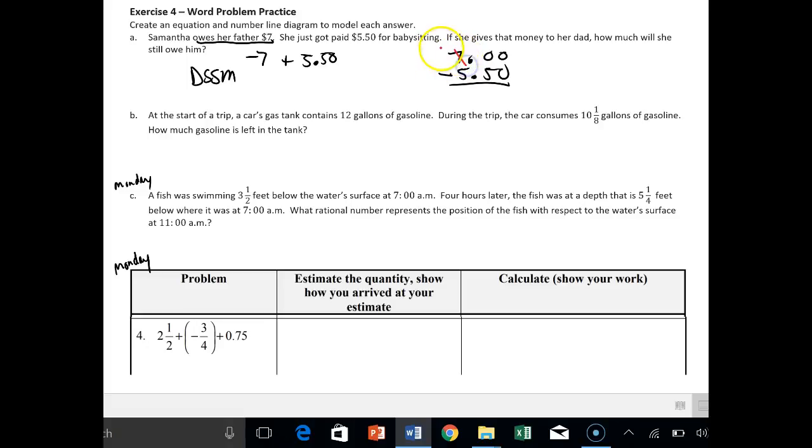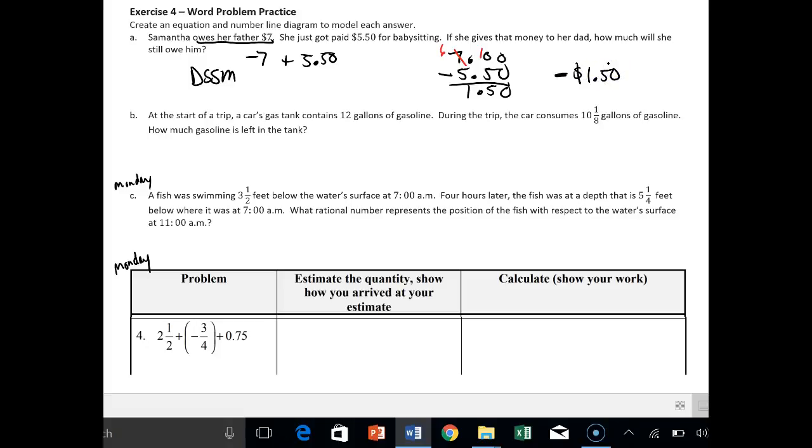We have to borrow from the 7, which becomes a 6. This becomes a 10. Oh, nope, now it becomes a 9. And this is, sorry, you did not have to borrow from there. My fault. That just becomes a 10. My bad. Just becomes a 10. All right, so 0 minus 0 is 0. 10 minus 5 is 5. And $1.50. Now, does she have $1.50? No, but she owes her dad $1.50. So her wallet looks like this, negative $1.50, right? Because she still owes that money.